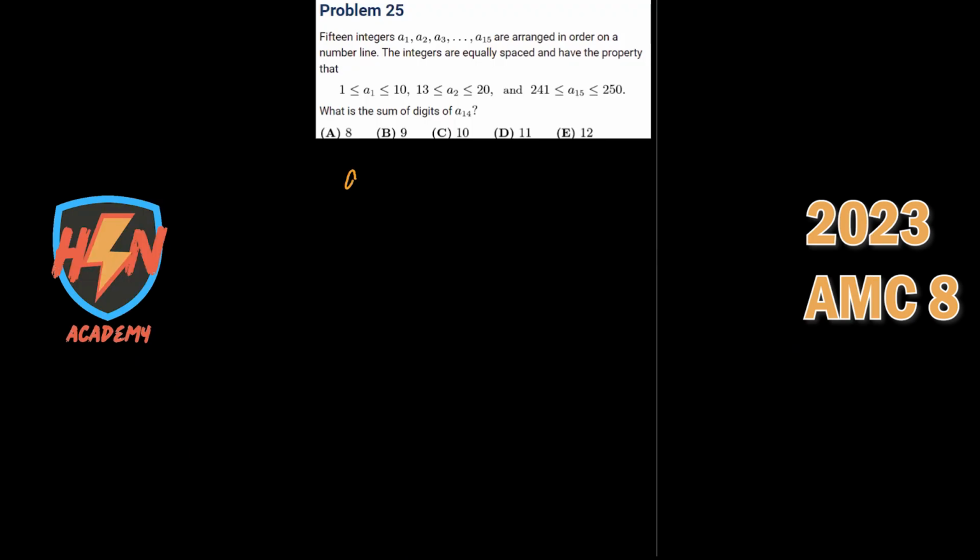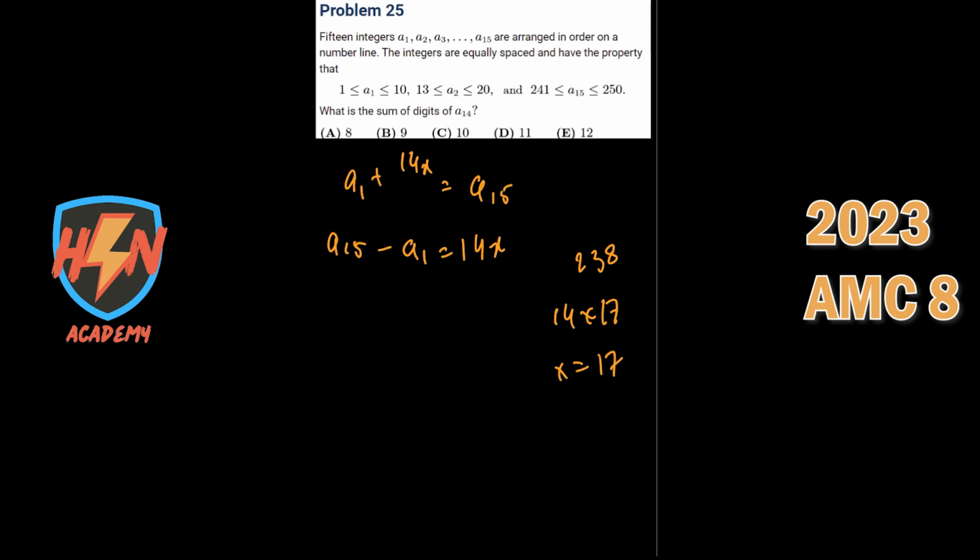In this problem, we have numbers from A1 to A15, and they're equally spaced. That means that there are 14 spaces between them. If each space is X, that means A1 plus 14X must be A15. Rearranging that gives us A15 minus A1 equals 14X. The greatest multiple of 14 less than 250 is 238. Since 238 is 14 times 17, that means each gap is 17.